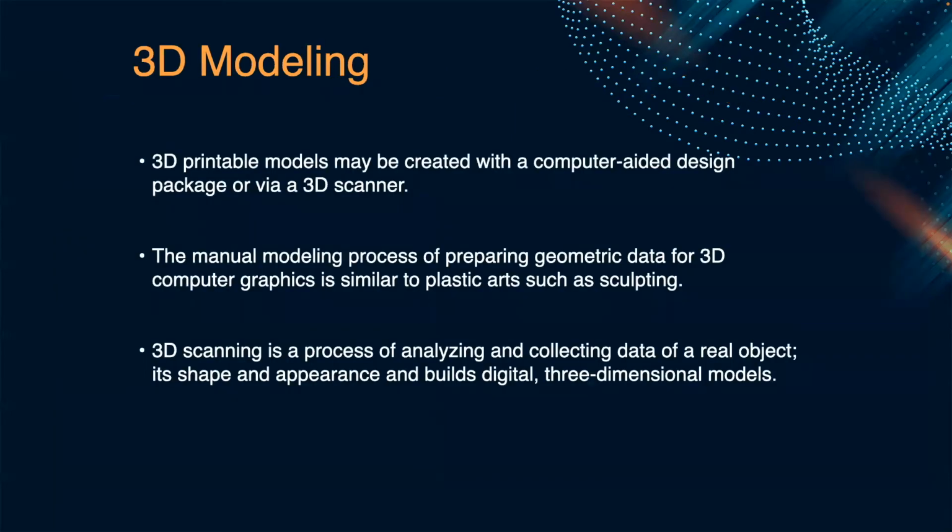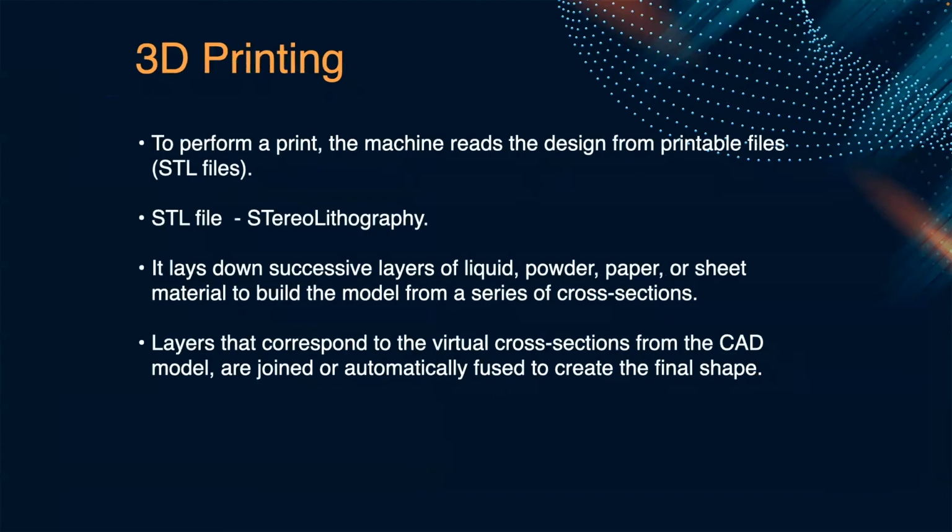There are various methods in which 3D models can be built. A few of them are using computer-aided design, manual modeling process, and 3D scanning. To perform a print, the machine reads the design from printable files called STL files. STL is a file format commonly used for 3D printing and computer-aided design. The name STL is an acronym that stands for stereolithography, a popular 3D printing technology. You might also hear it referred to as standard triangle language or standard tessellation language.